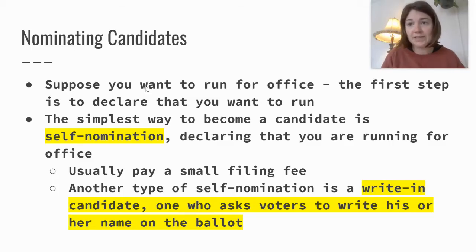Suppose you want to run for office. The first step is to declare that you want to run for that office. The simplest way to become a candidate is through self-nomination, basically just declaring that you are running for office. Usually, you pay a small filing fee to register with your government, to register to be running for a position. Another type of self-nomination is a write-in candidate, which is where you would ask voters to write your name on the ballot.